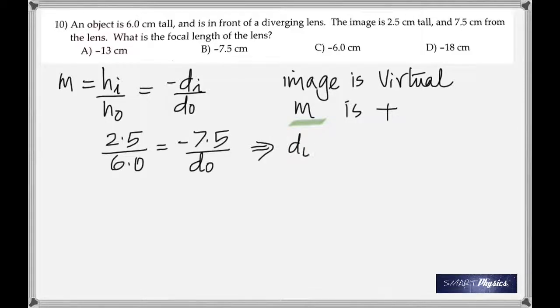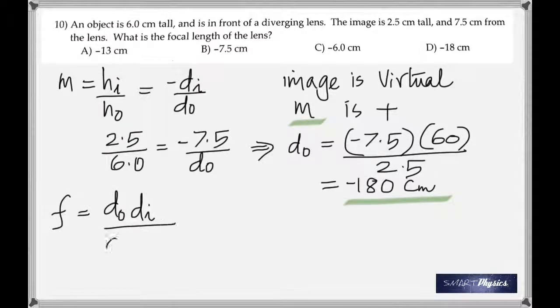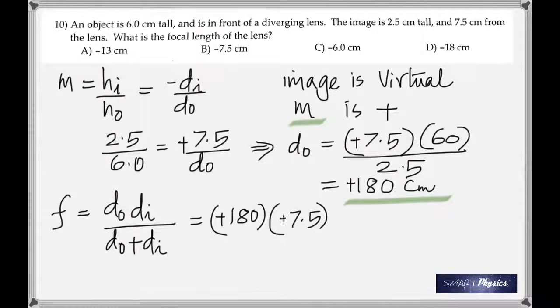Put it back into this. Calculate DO. Has 100 and negative 180. Can't be negative. I'm sorry. Let me go back and correct it. That is a mistake. You know why? Because the image is virtual, so DI must be negative. So notice that two negatives here make it a positive, and therefore I had to change the sign. I'm really sorry for overlooking that fact.